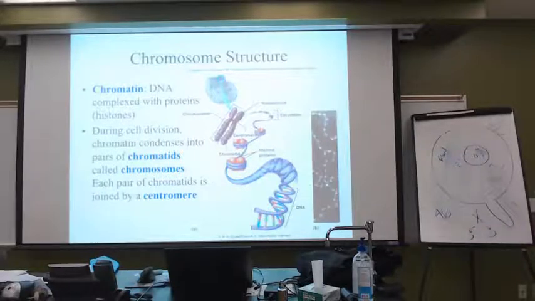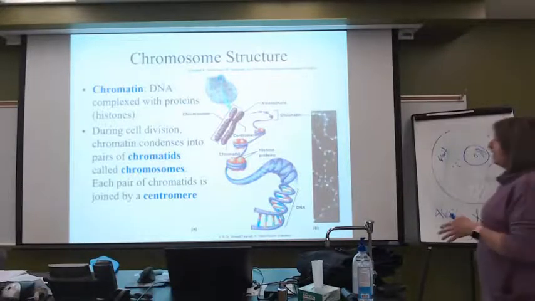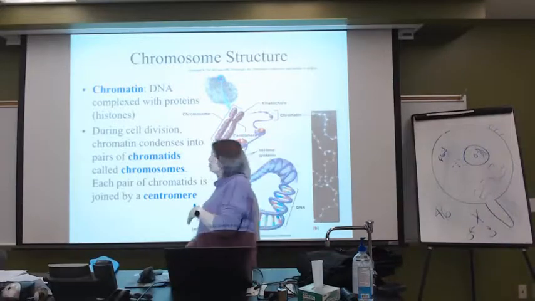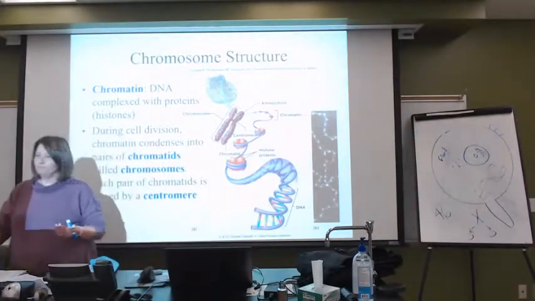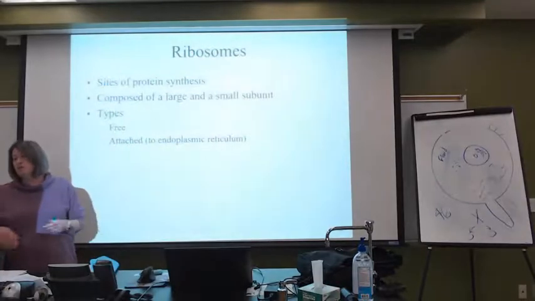So they can exist as the chromatin. They can exist as the chromatids. All right? And then we usually refer to them when they pair up, 1 through 22, as our chromosomes, with pair 23 being the sex chromosomes. They are carrying our genetic material to code for everything.